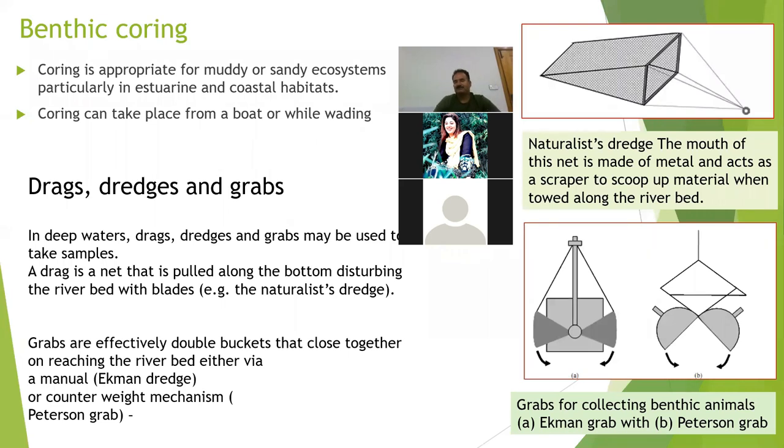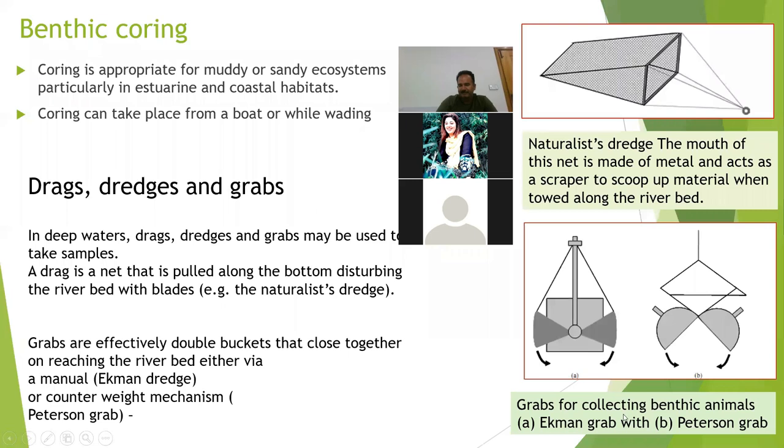Naturalist dredge is used for shallow water, whereas dredges and grabs are used for deep water. A dredge is a net that is pulled along the bottom and disturbs the river bottom with blades. These are the blades. When we drop the sampler at the bottom surface, it will disturb the bottom surface and collect the sample inside it. And this is also a sampler. It has a sharp blade. When it falls on the bottom surface, it collects surface sediment from deep rivers or estuaries.